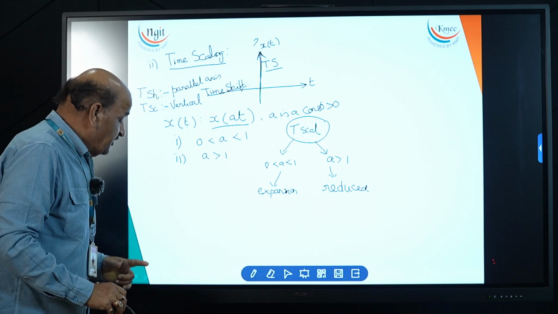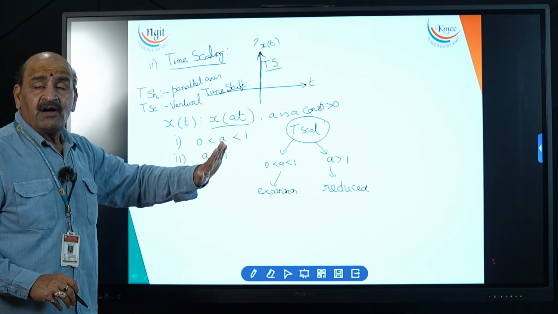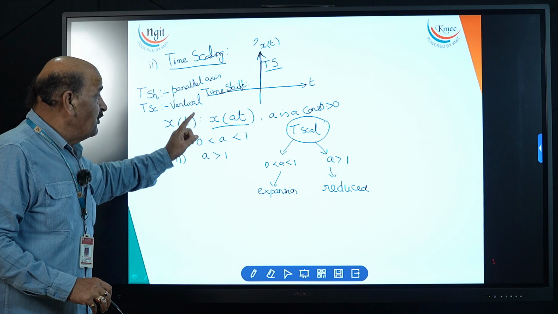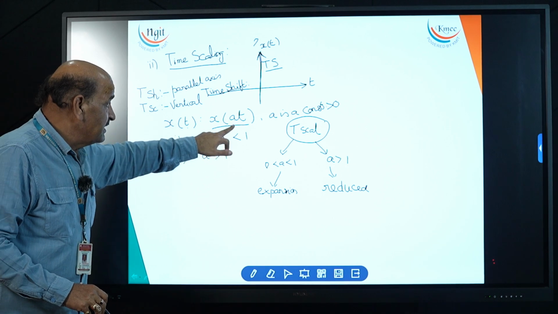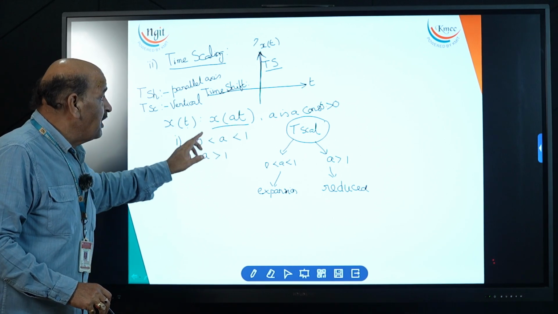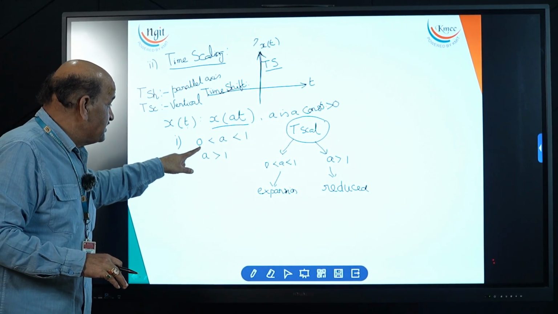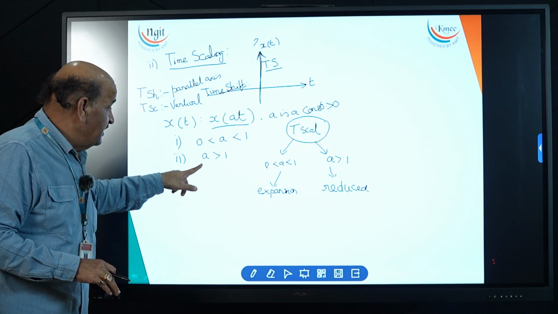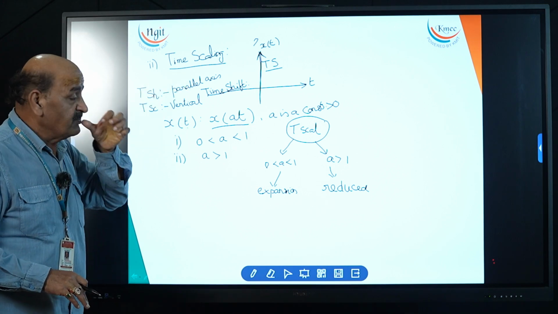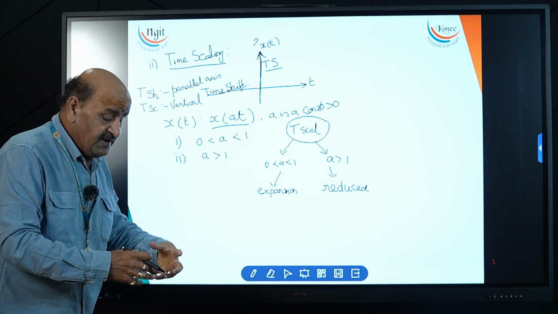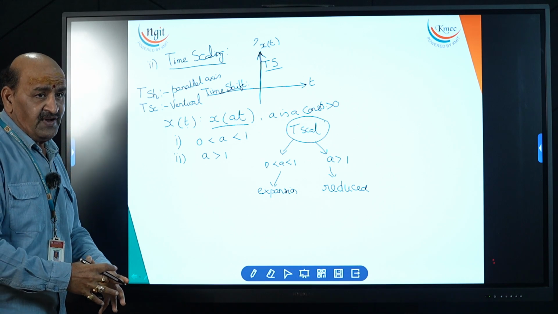Again, we are discussing time scaling. In time scaling, two conditions exist. One more point: the constant with which we are multiplying the t variable should always be greater than 0. It cannot be 0. The first case is greater than 0 but less than 1, the second is always greater than 1. In the first case the signal will be expanded; in the second case the signal will be reduced.